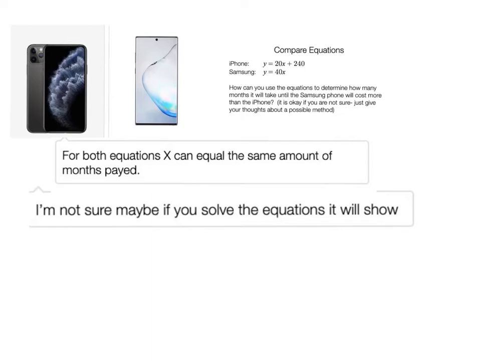Remember, we're looking for when the cost is the same. So if y is the same, we can take 20x plus 240, which is what y equals, and set that equal to the other phone, 40x, which is what the cost is for that one. We want to know where these two phones are equal, where the two costs are the same. Now, we've solved equations before, but you'll notice that this equation is a little different. So before we actually talk about how to solve this kind of equation, let's review some of the ways we've solved equations using our algebra tiles to model before.